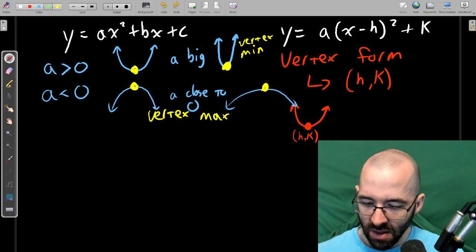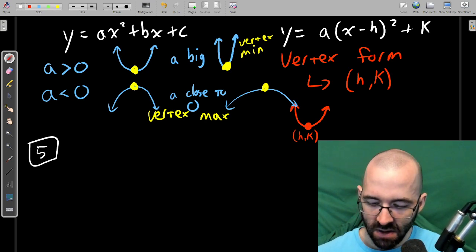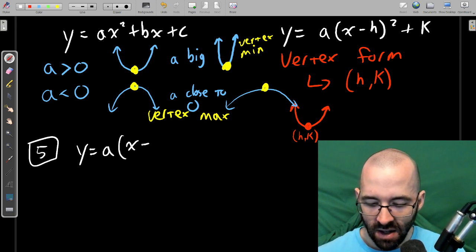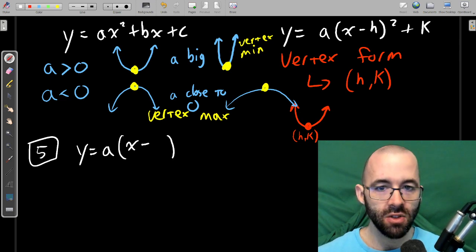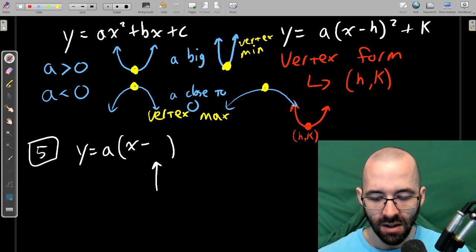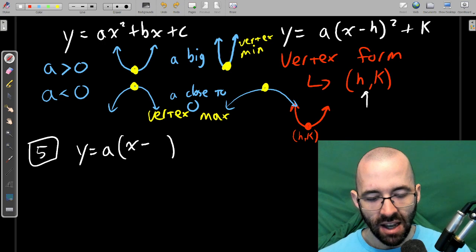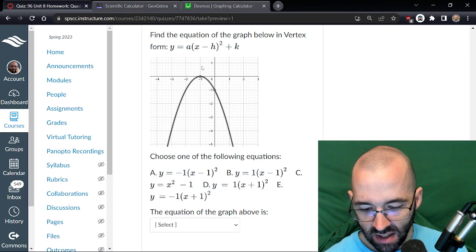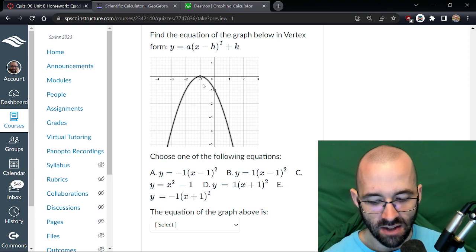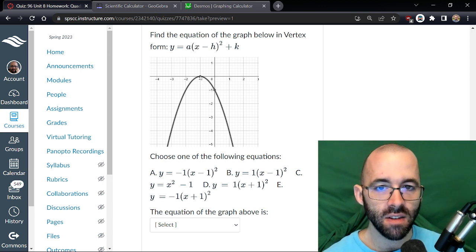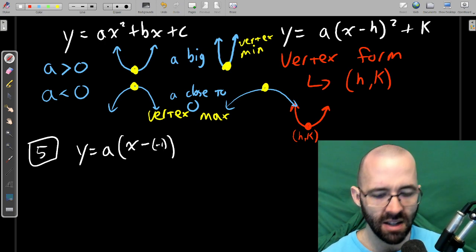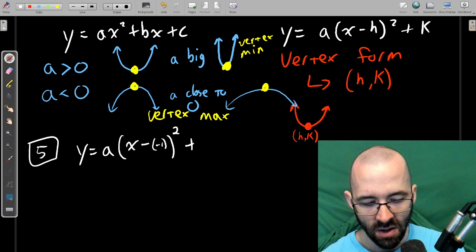So in this question, on question number 5, we have y equals, I don't know what a is yet, let's not worry about it, x minus h. What do we put here? h is the x coordinate of that vertex. What's the x coordinate of our vertex here? Here's our vertex. The x coordinate is -1. So we're subtracting a -1. We'll simplify that later. Squared plus k.